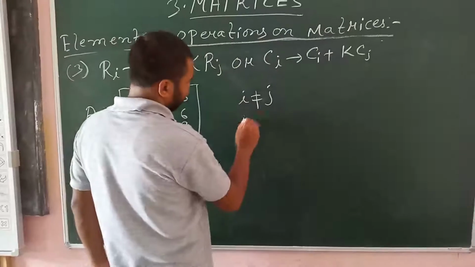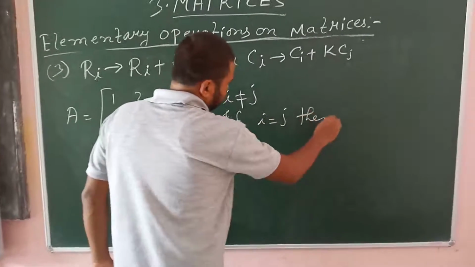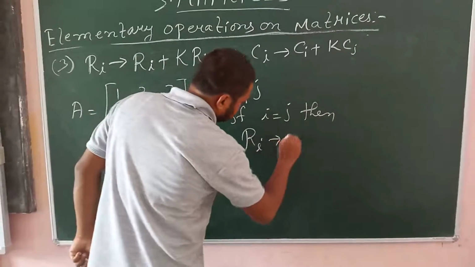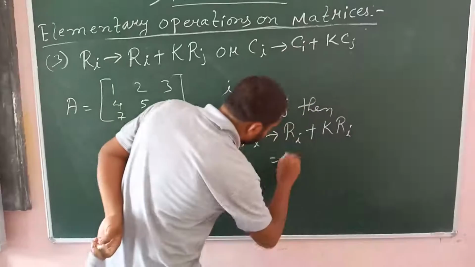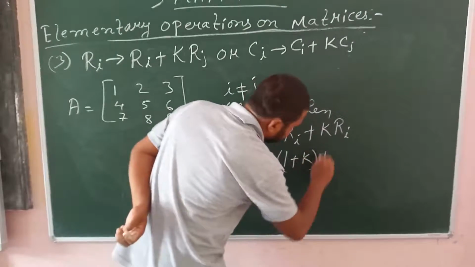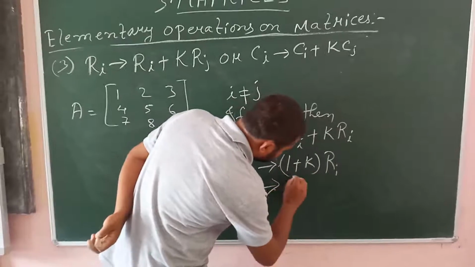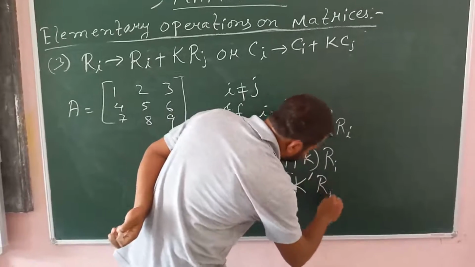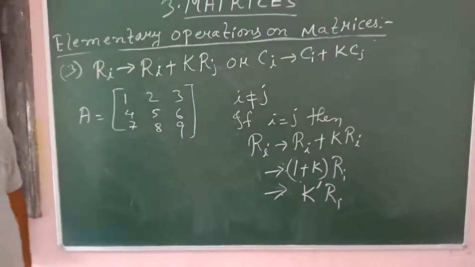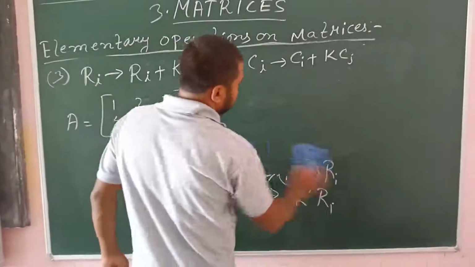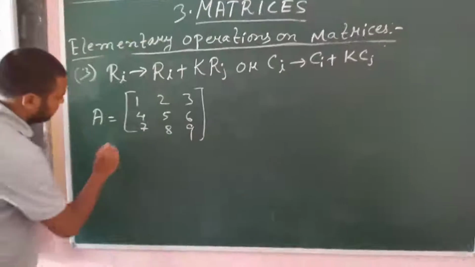Because if we take i equal to j, then Ri will be Ri plus k into Ri. So it will be 1 plus k into Ri, and this is the same as the second operation, k times Ri. So we always take i not equal to j. If i is equal to j, then the third elementary operation reduces to the second elementary operation.